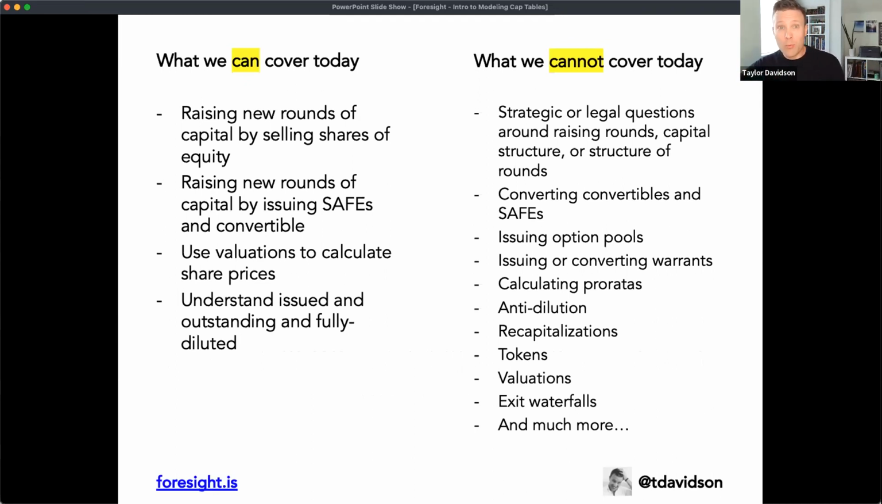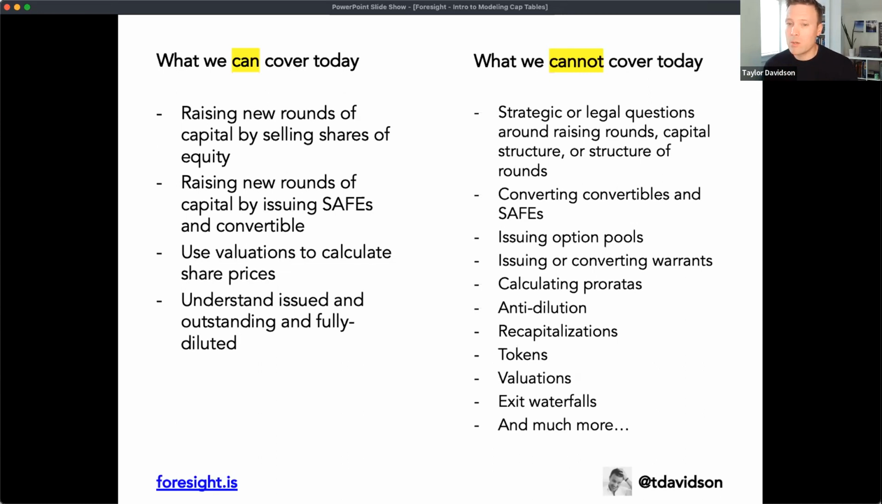Things we are going to cover: how to raise capital by selling shares of equity, how SAFEs and convertibles impact cap tables, how to calculate basic share prices, and how to understand the difference between issued, outstanding, and fully diluted shares, and pre-financing and pro forma cap tables. That's the basic, foundational knowledge I want to get across.